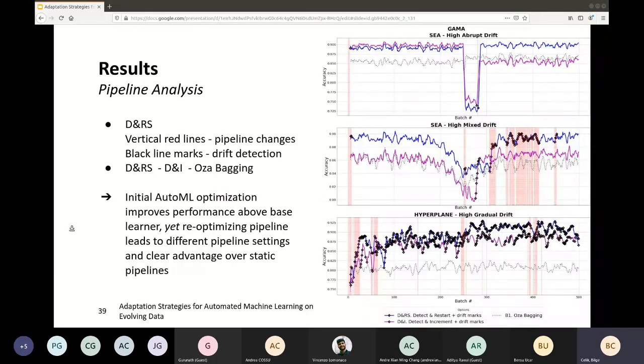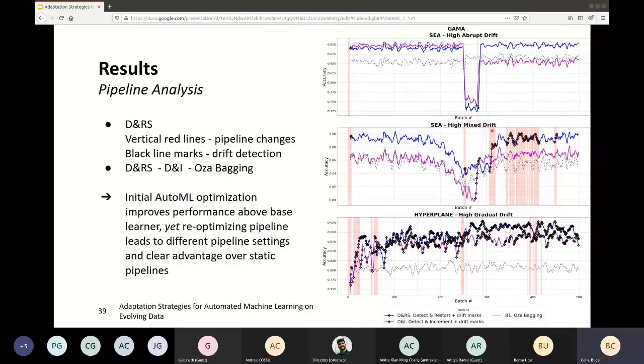So far, I presented the performance results of the different drift settings. After this, we actually wanted to understand why these performance differences are occurring. So what is the underlying reason? We conducted a few experiments on that, and I will briefly explain what we did. First, we checked the pipelines at the consecutive training points. We wanted to see if re-optimizing the pipelines actually creates new pipelines or not.